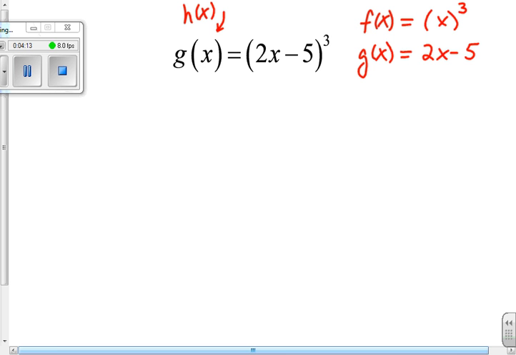Okay? So now, when I go to take my derivative, g of x becomes then g prime of x. The first thing I have to deal with is that cube.